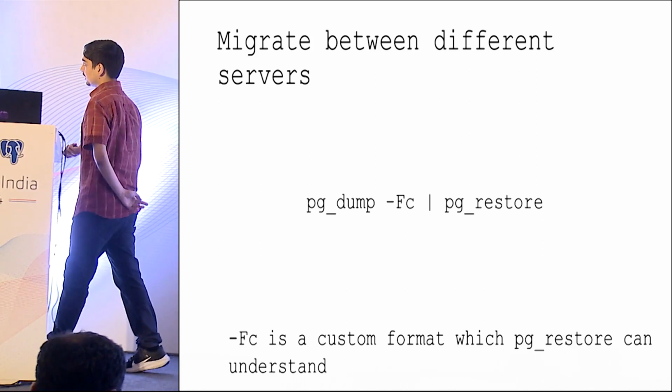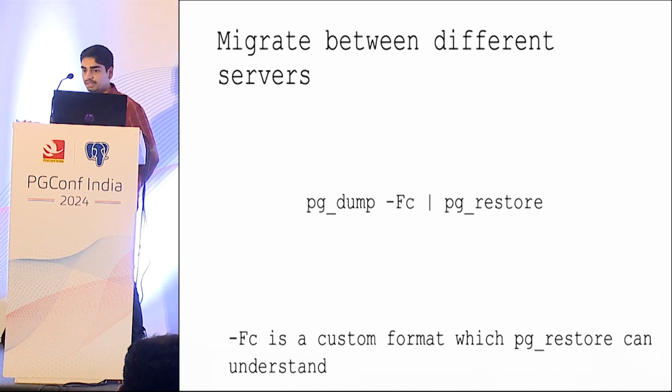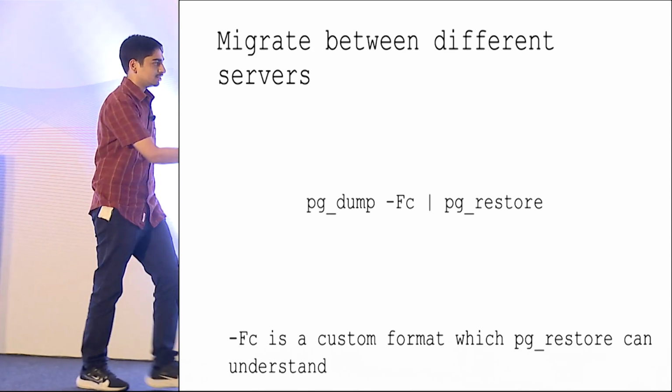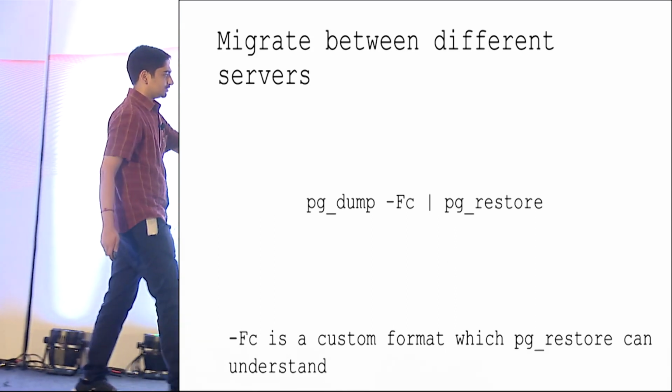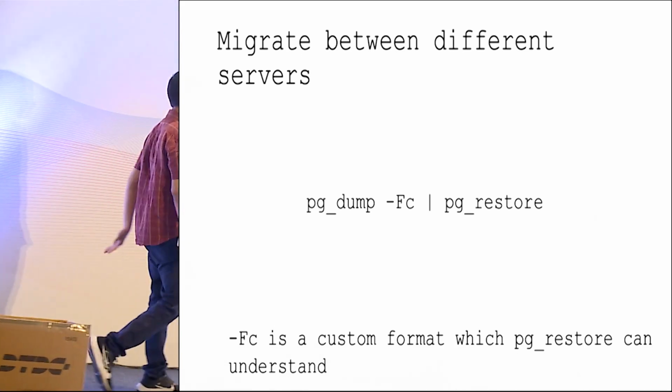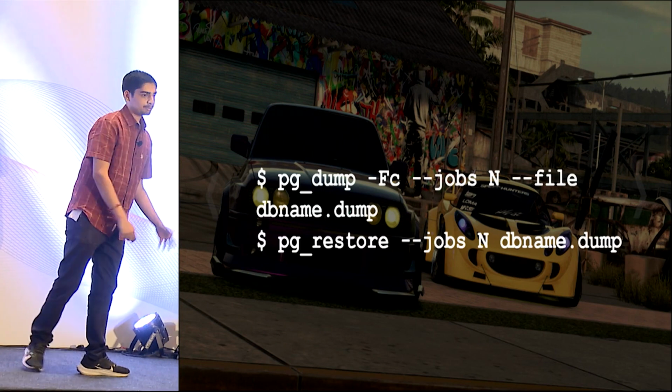So the next logical thing you can do is use pg_dump and pipe it to pg_restore. Well, it's a pretty long command. Let me walk through it. The -Fc is basically a format which pg_restore can understand, so you can just ignore that. But this is pretty slow, right?